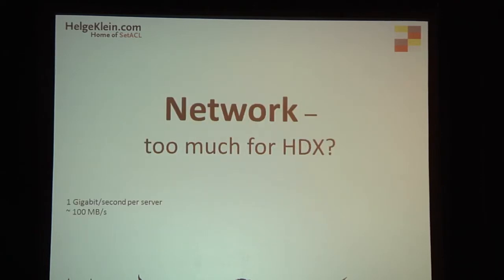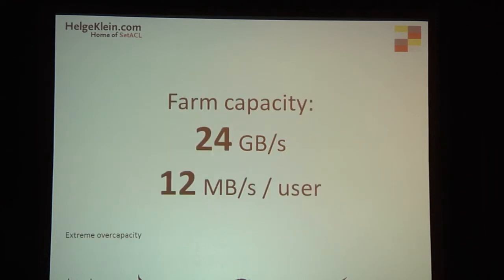Now, last thing, network. We have in each server a gigabit adapter, which can transfer roughly 100 megabytes per second. All in all, that's a capacity of 24 gigabytes per second that can be transferred in the entire farm, which is pretty much. That boils down to 12 megabytes per second for each user. And if you remember, the number that's actually used per user is roughly, per server, sorry. Per server, we only use roughly 200 kilobytes. So we have an extreme overcapacity here.